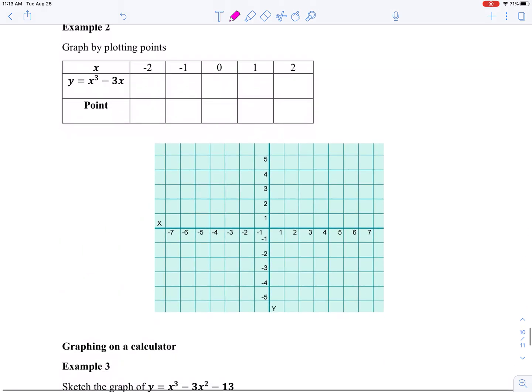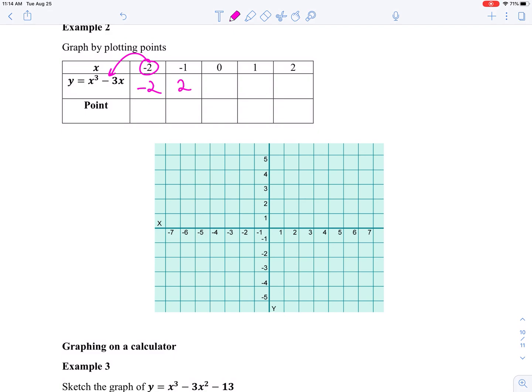Okay. So here's another example, graph by plotting points. So we're going to plug in, right? So we have y equals x cubed minus 3x. So we're going to take all these x values up at the top here and plug them into the equation. Remember, you're going to plug in wherever you see an x. So I'm going to skip some of the work here, but make sure you know how to do it. We're going to take a -2, plug it into that equation, and strangely enough, you'll get a -2. All right? Take the -1, plug in, we get a 2.